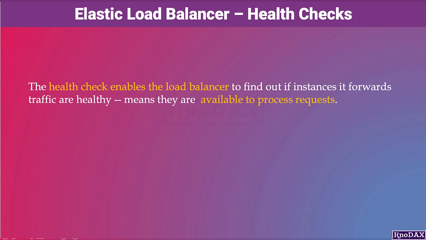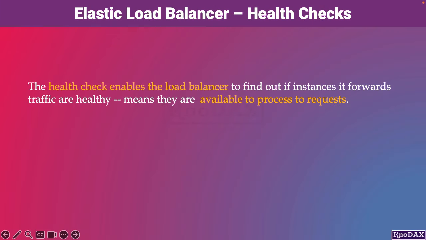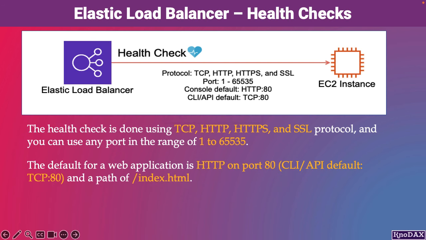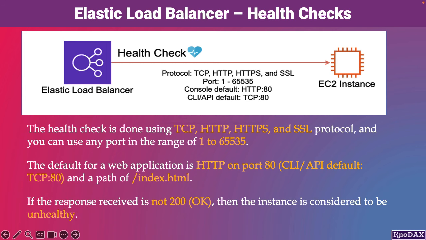Let's see how health check is done by load balancers. The health check is done using TCP, HTTP, HTTPS, and SSL protocols, and you can use any port in the range of 1 to 65,535. The default for a web application is HTTP on port 80 and a path of /index.html. If the response received is not OK, then a target is considered to be unhealthy. By monitoring the health of its registered targets, it routes traffic only to the healthy targets.